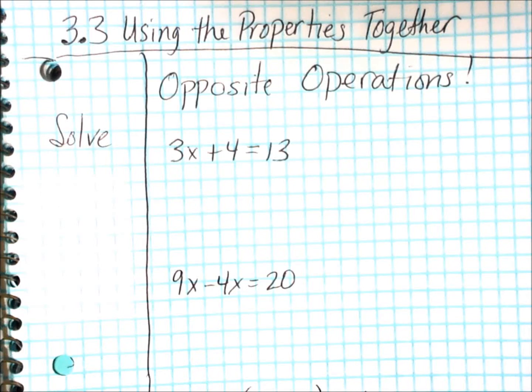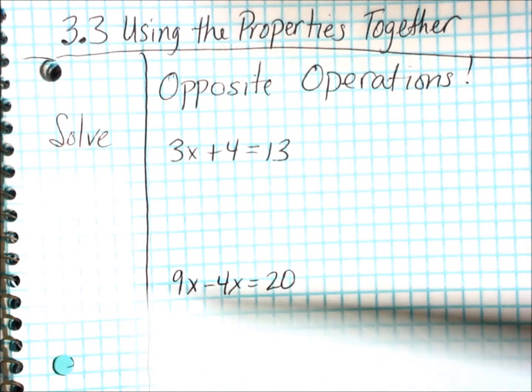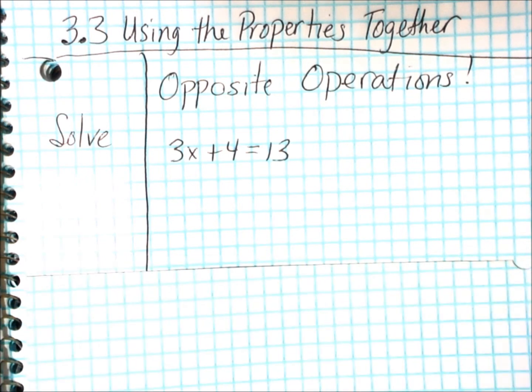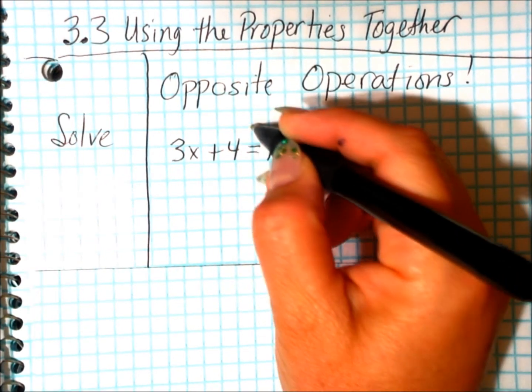All right, so 3.3, using the properties together. What I want you to get used to thinking in your head is opposite operations, opposite operations, opposite operations. My whole purpose is to get the x by itself, get that variable alone. Because if I get x equals a number, then I have already solved it. So let's solve it. We want that x by itself.